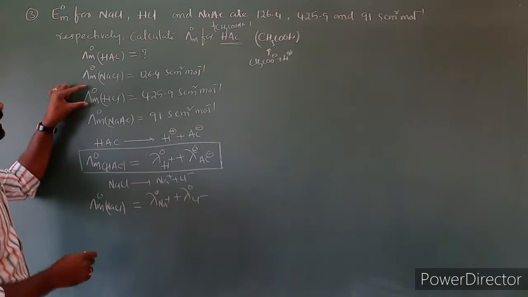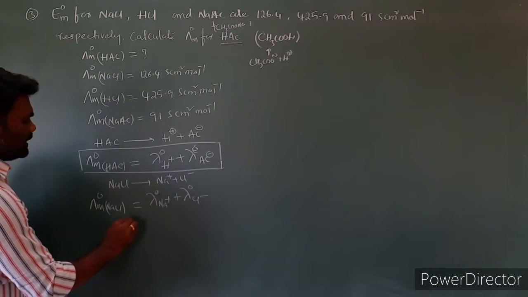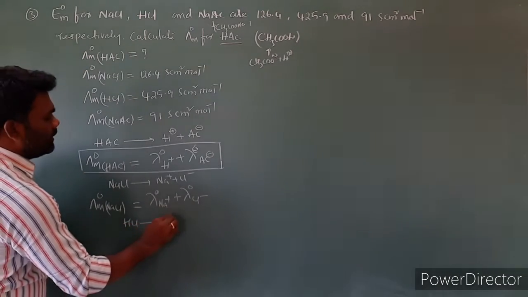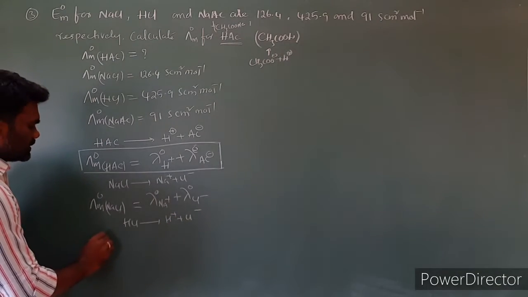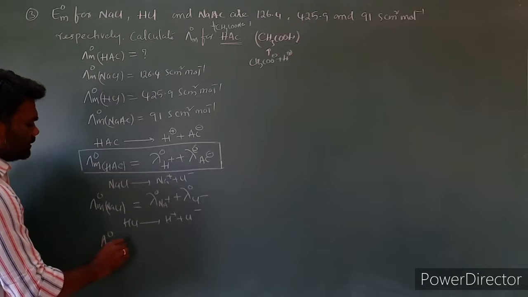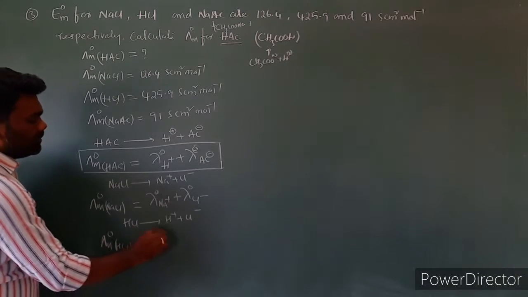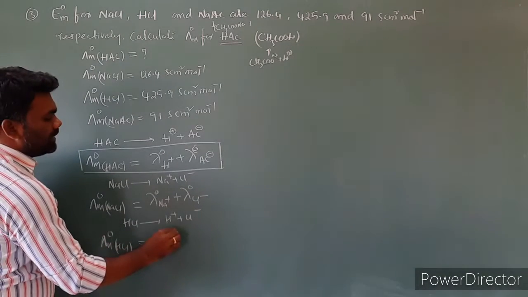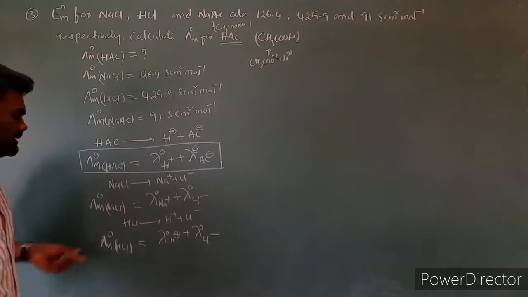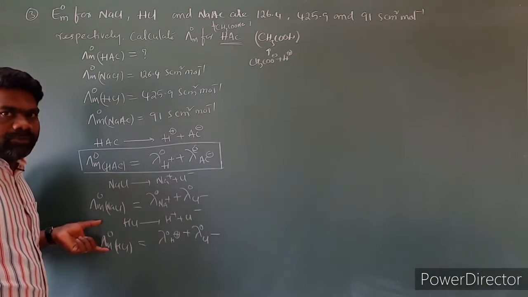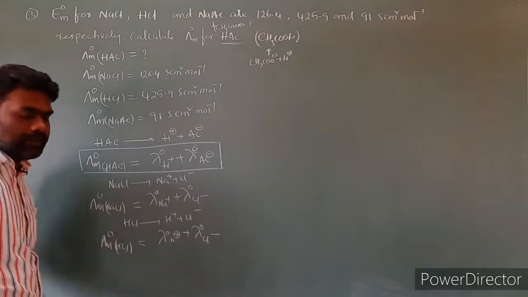Next, what is given? Lambda naught HCl is given. HCl dissociates into H plus plus Cl minus. For this case, lambda naught HCl is equal to lambda naught H plus plus lambda naught Cl minus. So this is the representation of limiting molar conductivity for HCl.